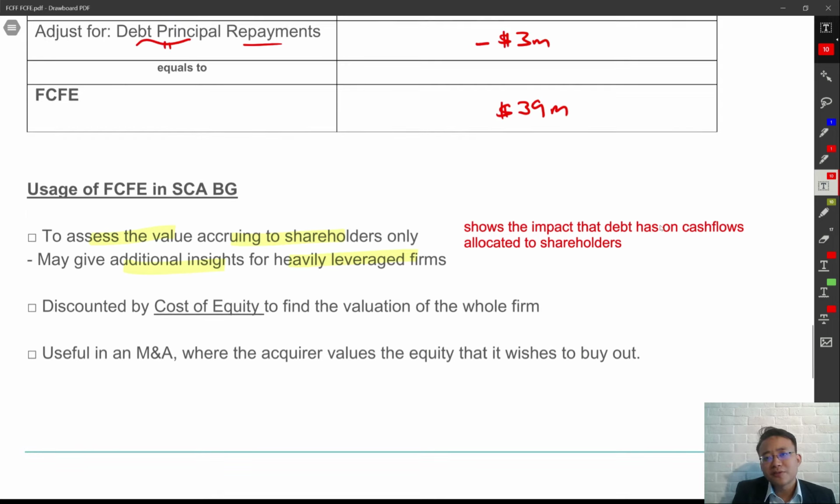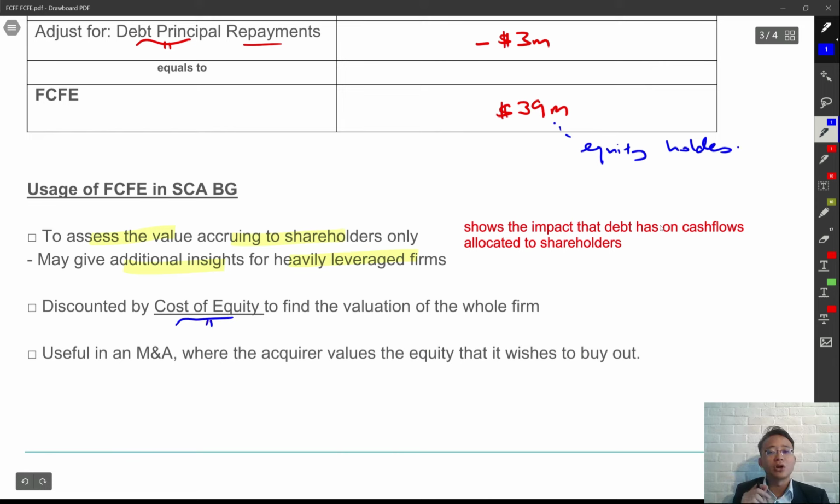Now, because FCFE is the money that goes to equity holders, shareholders, doesn't it make sense that we would discount this figure by the cost of equity? Let me simplify this. You discount by the cost of equity to find the valuation of the equity of the firm.